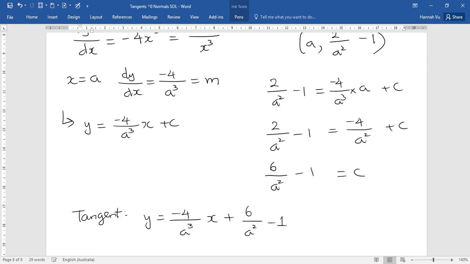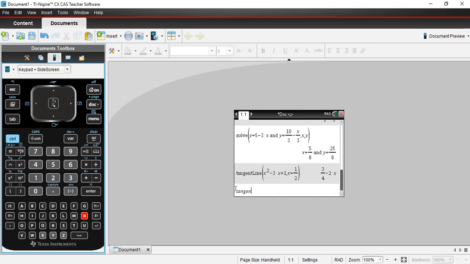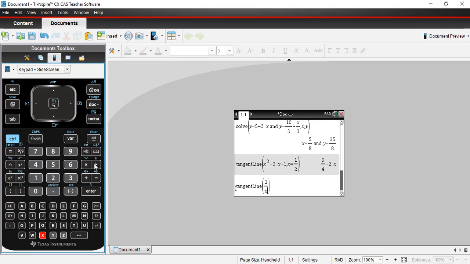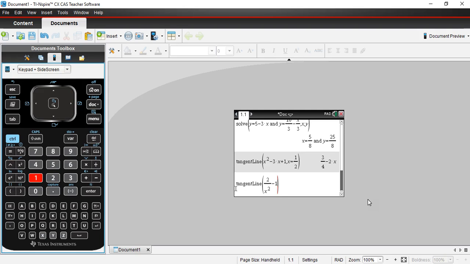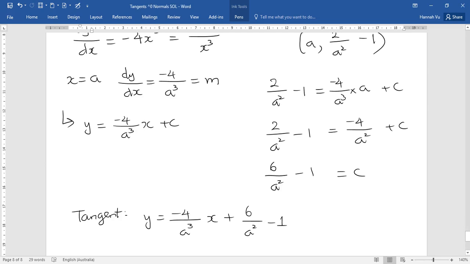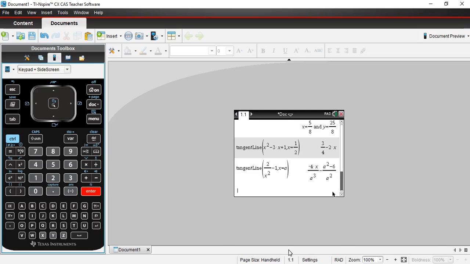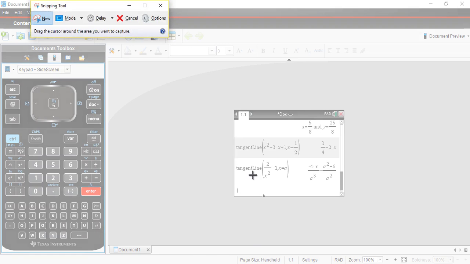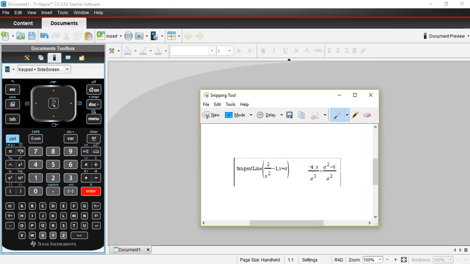Let's see whether you would get that. So we're going to go to the tangent line. The equation is 2 over x squared minus 1, and x equals a. Is that right? Yeah. Okay, that looks good. So instead of 1, they just write it differently. Why do they have a plus? Oh no, it's fine. I think we got it. We got the answer for part A. I'm just going to leave this here. This is just another way to write it.